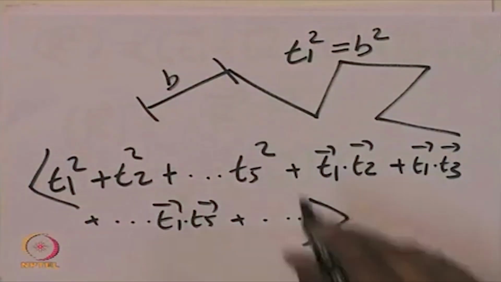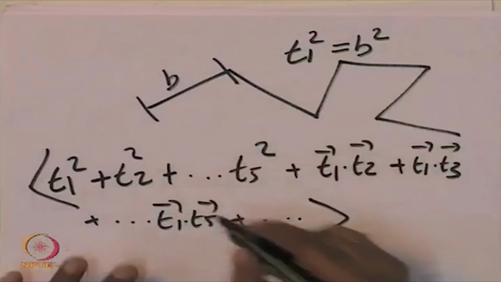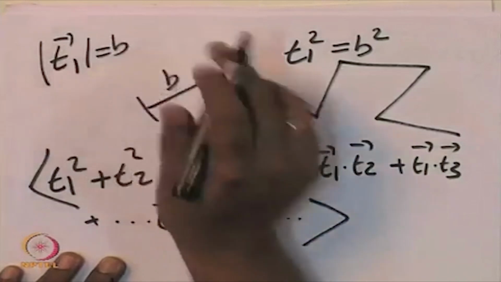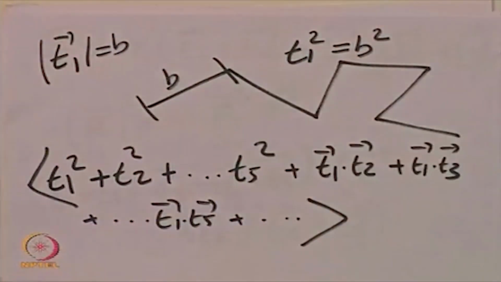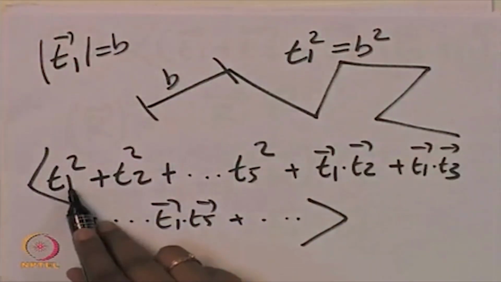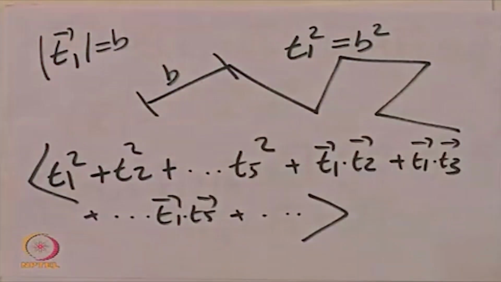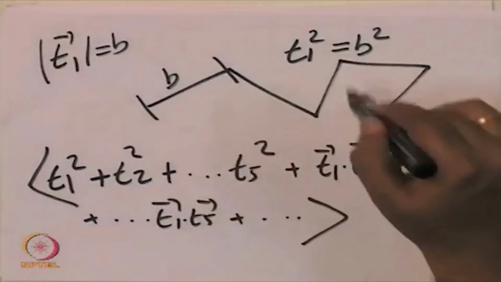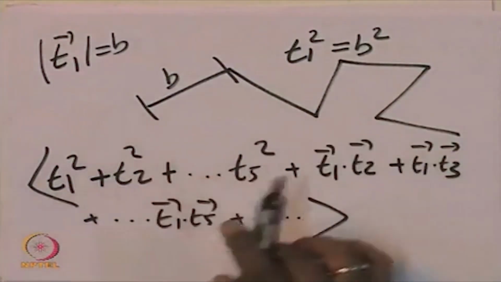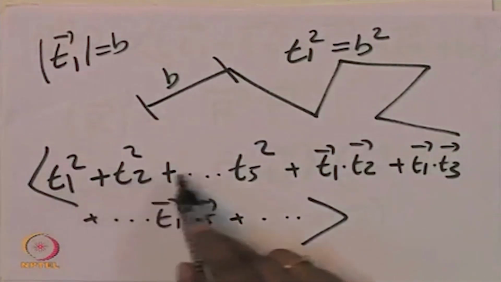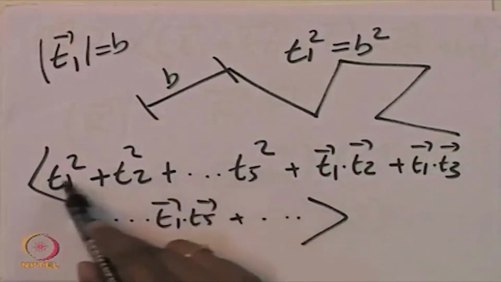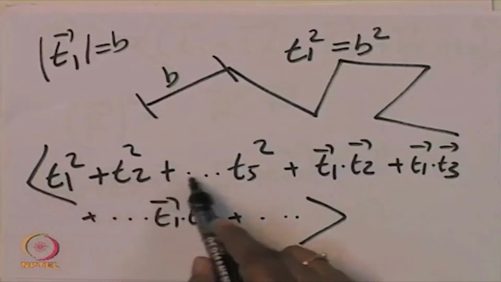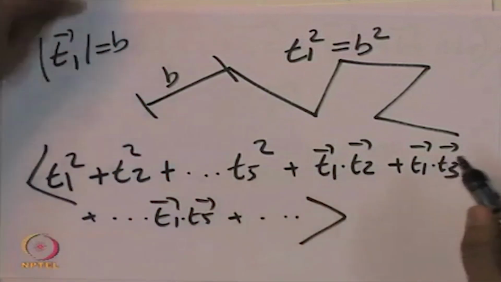Or in other words, if we define mod T1 as b, that is the length of each monomer is b. T1 square is b square, the length of each monomer is the same b. If we imagine the length of each monomer has the same size and all of them are b, this is b square plus b square plus b square plus b square. So, you will get 5 b square from this. There is 1, 2, 3, 4, 5.